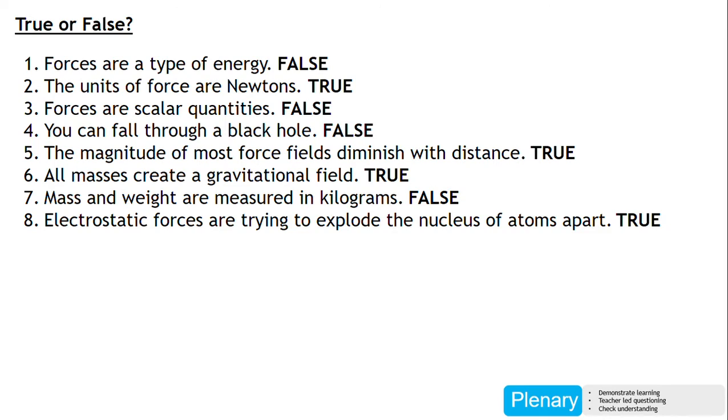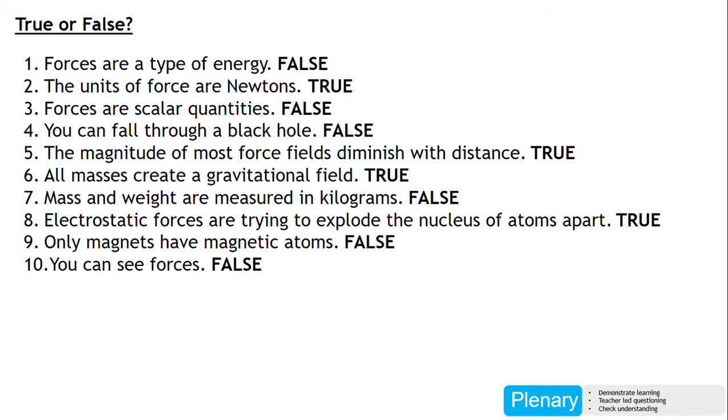Electrostatic forces are trying to explode the nucleus apart. Think about protons in the nucleus. They're all positive, and they are trying to repel each other. The force which keeps them in the nucleus is the strong force. That's why it's called the strong force, because it's stronger than the electrostatic force at that region of size. All atoms have magnetic properties, and you can't see forces.